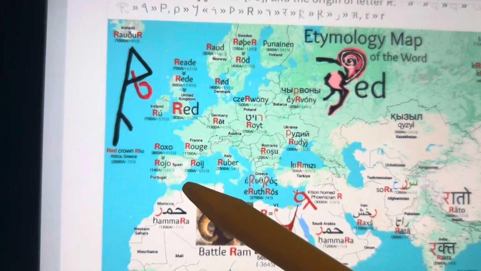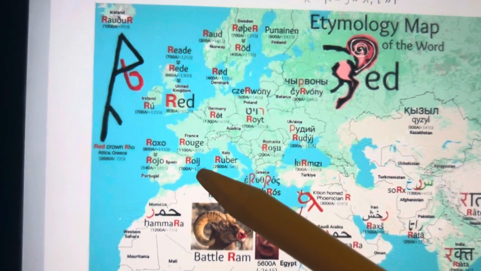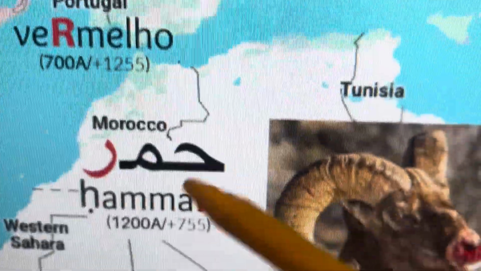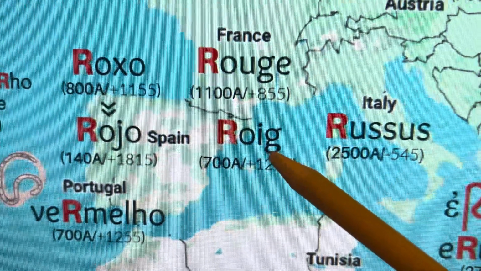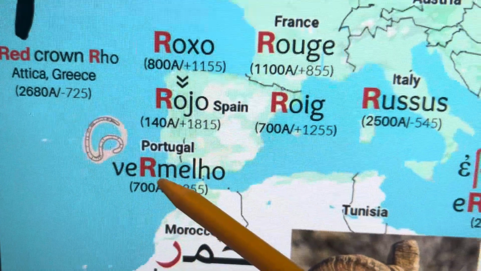Right here, there's no Catalan, or R-O-I-J became R-O-I-G because that was a typo. I added the Portuguese vermelho.